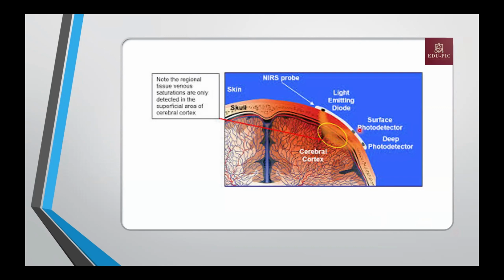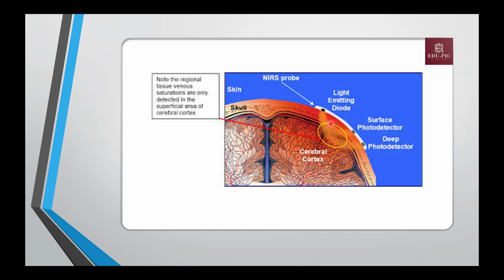You have a surface detector and a deep detector, and because of the difference, your machine can read the saturations. There are some challenges because it really relies on the thickness of the layers between the skin surface and the brain.